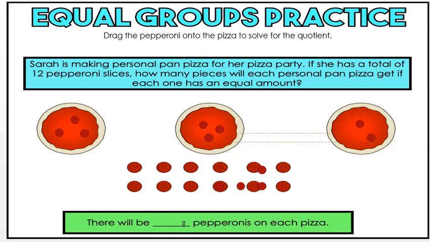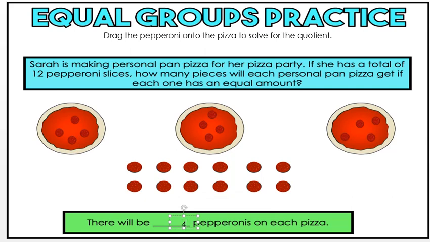1, 2, 3, and 1, 2, 3. So each pizza has 4 pepperoni slices on it, okay?